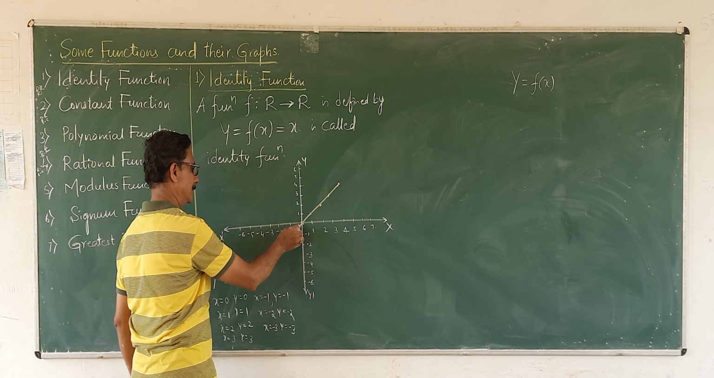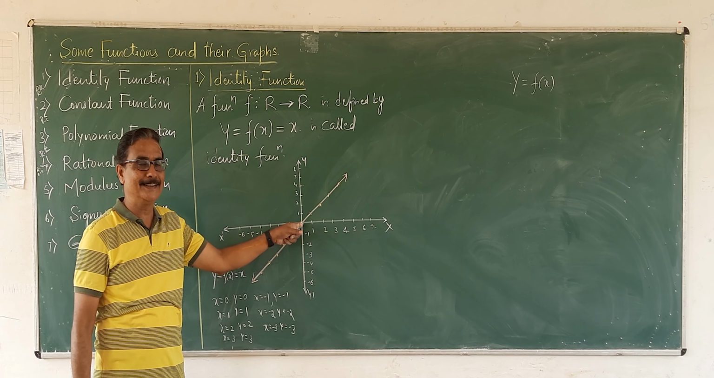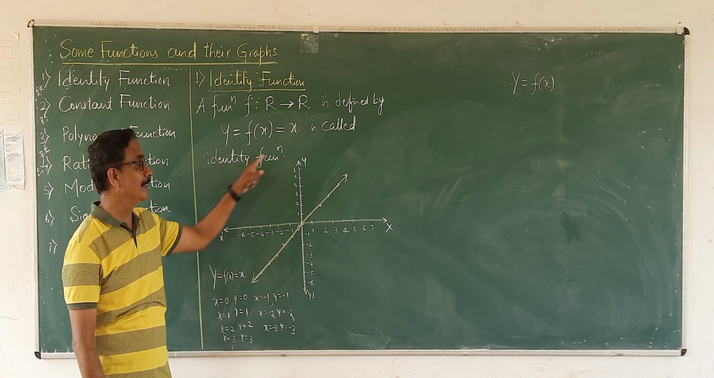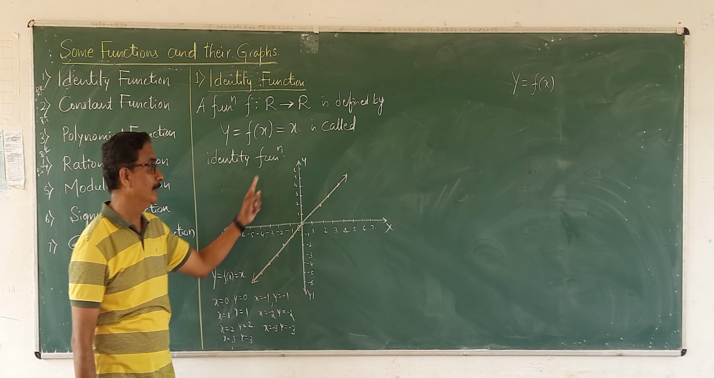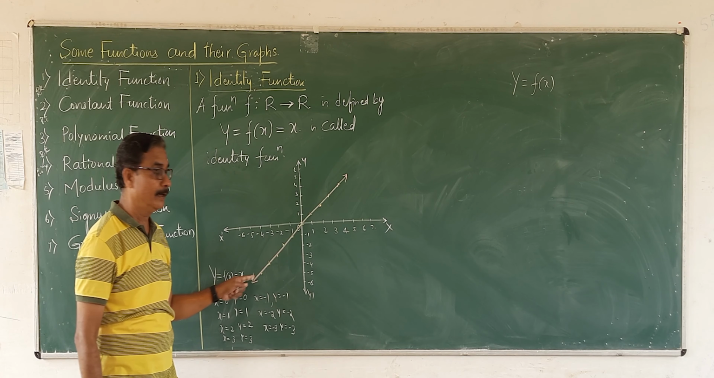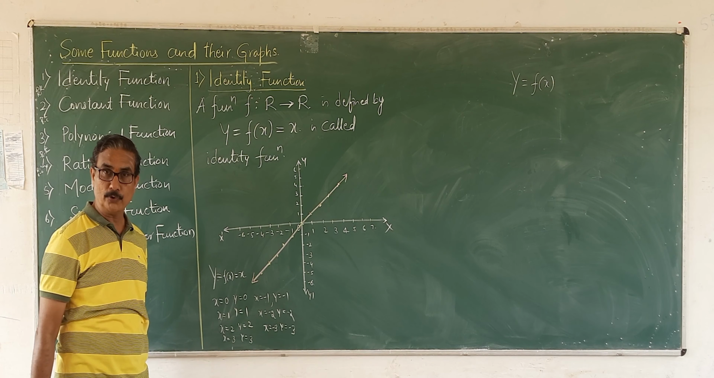So it represents a straight line. The identity function represents a straight line passing through the origin. This is the graph of the identity function. Note that the graph carries 2 marks. Definition is 1 mark, graph is 2 marks. The identity function represents a straight line passing through the origin.